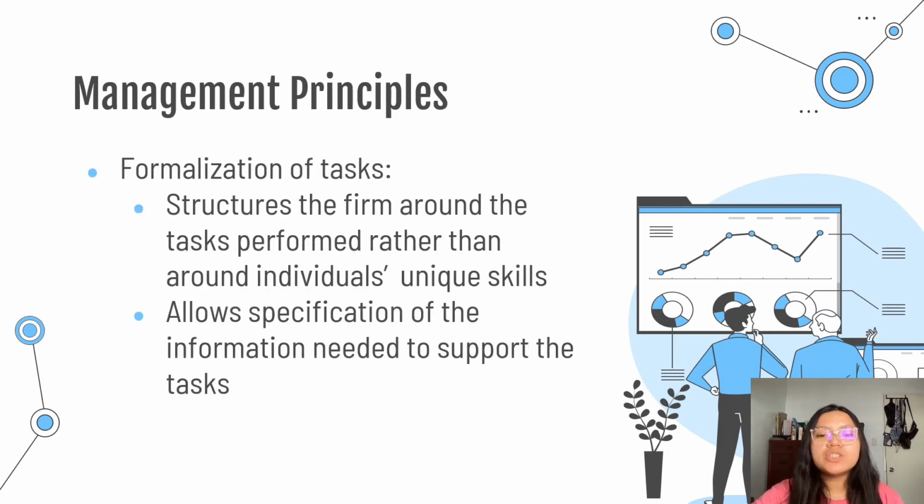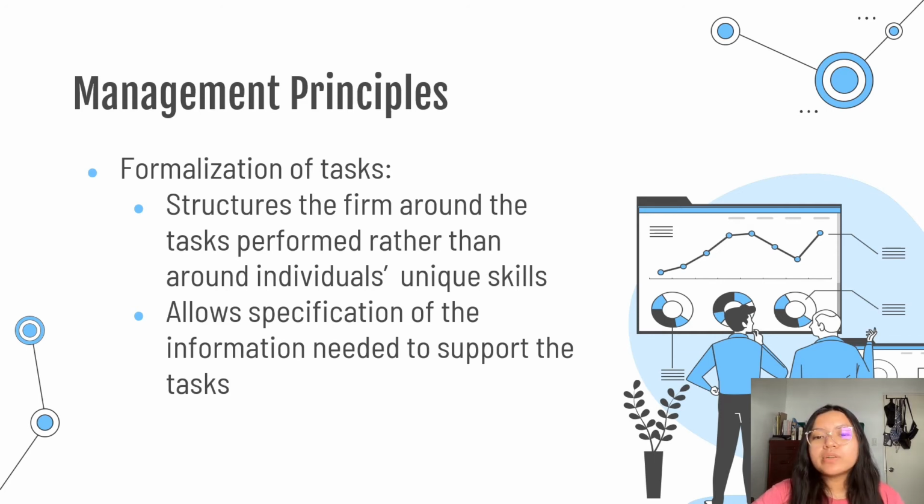The formalization of task principle suggests that management should structure the firm around the tasks it performs rather than around individuals with unique skills. So eventually, inside an organization, inside a company, they are structuring the organizations per task. For example, here it is the departments. By formalizing tasks, the firm can more easily recruit individuals to fill standard positions left open by those who leave. In addition, the formalization of task also promotes internal control.